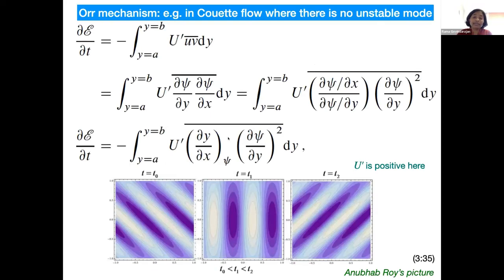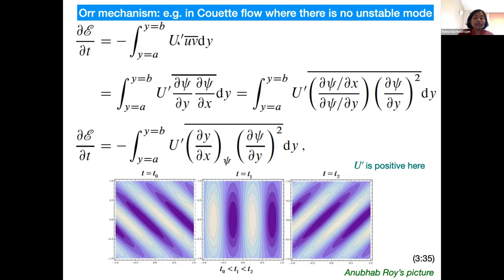Okay, so what is the Orr mechanism? Let's take Couette flow where u prime, du by dy, is a constant. So u is just a plane shear in a Couette flow. For this flow, you know that there are no unstable modes. If you did the Orr-Sommerfeld on this, you would get no instability. And certainly if you did the inviscid one, you'll get no instability. There is no inflection point. But what happens to the energy? We saw that the production term looks something like this: u prime times the perturbation velocity u times perturbation velocity v, averaged out and integrated from one end of the channel to the other. So the energy change, this is a nice way of putting it, which Anubhab did, and he made this picture many years ago.